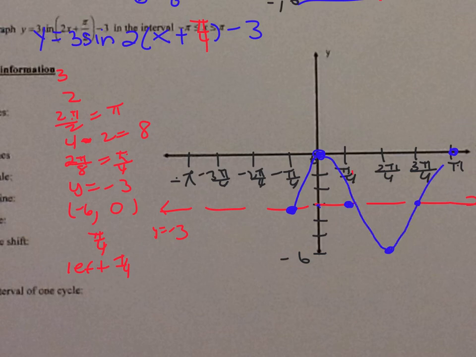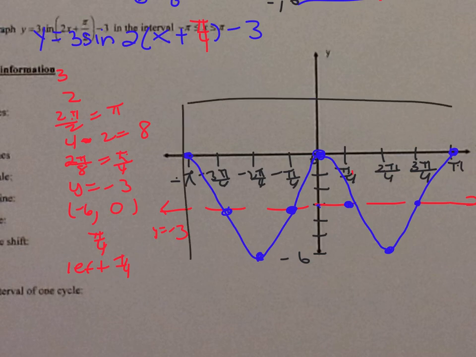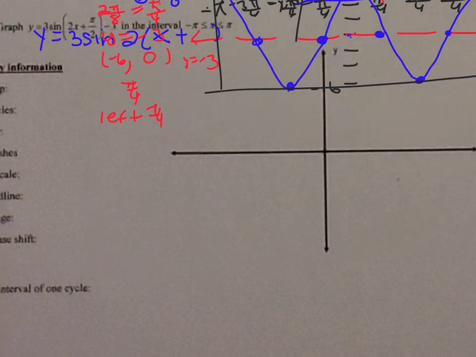All right, now I have to continue on the other side. So if I'm at my midline, I'm going to go down to my min at negative 6, midline, max. And that's the whole graph because I want to go from negative pi to pi. All right, and the last thing is I need one cycle. Be able to identify one cycle here.